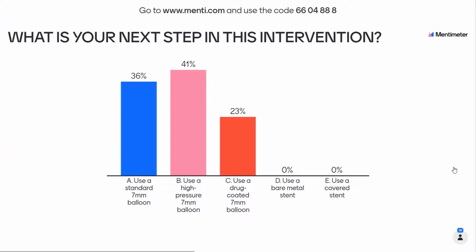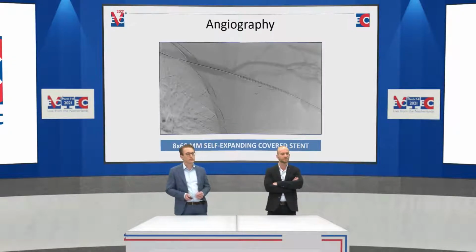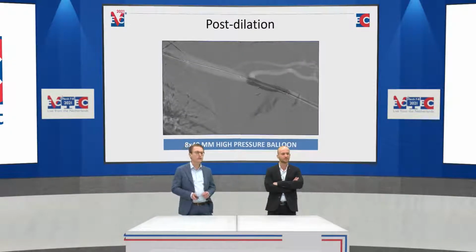Look at this. Most people would use standard balloons, high-pressure balloons, or some drug-coated balloon. No stents are being used. And in this case, a covered stent was actually placed. You can see the 88 by 60 millimeter self-expanding covered stent placed just at the level of this anastomosis. And there you can see how we post-dilate the stent with a high-pressure balloon.